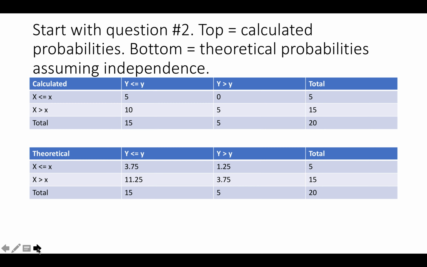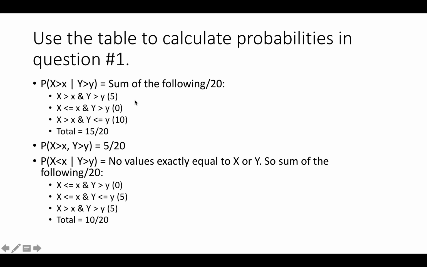And in the end, you see that actually the calculated probabilities are pretty similar to the theoretical probabilities if the probability of getting x less than the first quartile is independent from y less than versus greater than the third quartile. So I thought that was interesting. And then you can just use those counts to calculate the various probabilities.